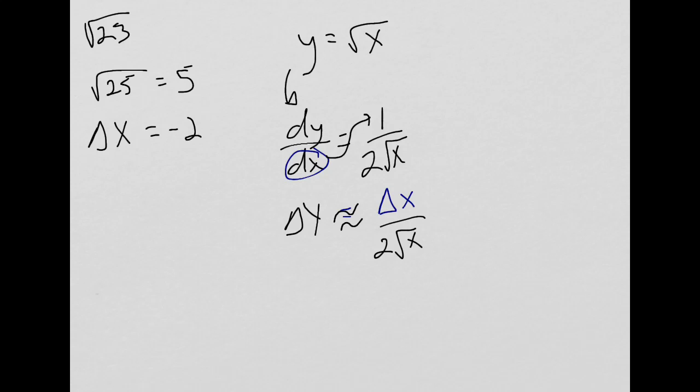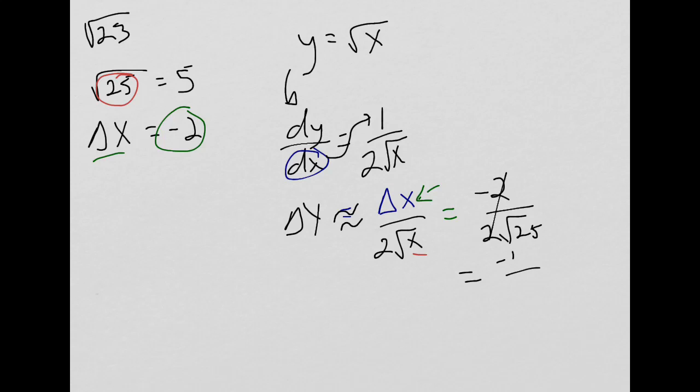So now that I know my approximate delta y, I can take these values that I know: x is 25, so that goes in here, and delta x is negative 2, so that goes in here. So my delta y is approximately minus 2 over 2 root 25. Actually, these 2s cancel, giving me a negative 1 over root 25, and root 25 is 5.